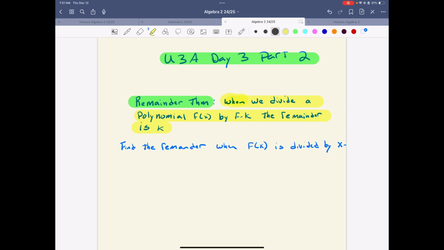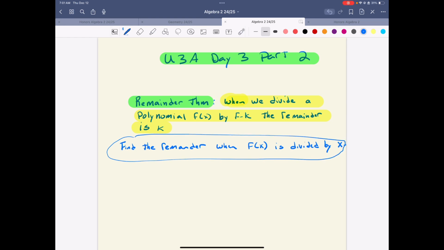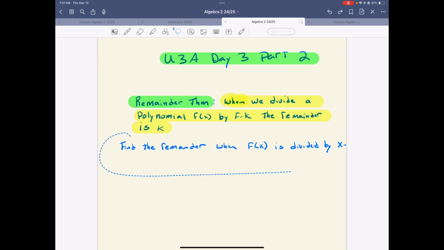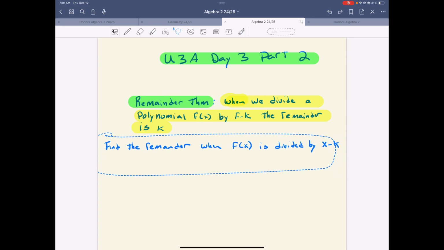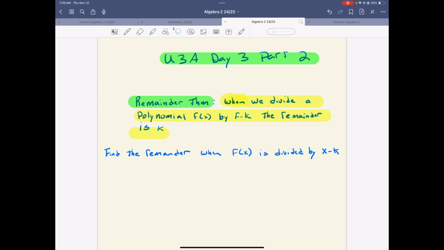So what we're going to do today is we're going to work on finding the remainder when f of x is divided by x minus k. So it's a lot of what we did really in part 1. It's still going to be synthetic division. The only difference is now what's going to go inside the box, because we're going to be given the k value.